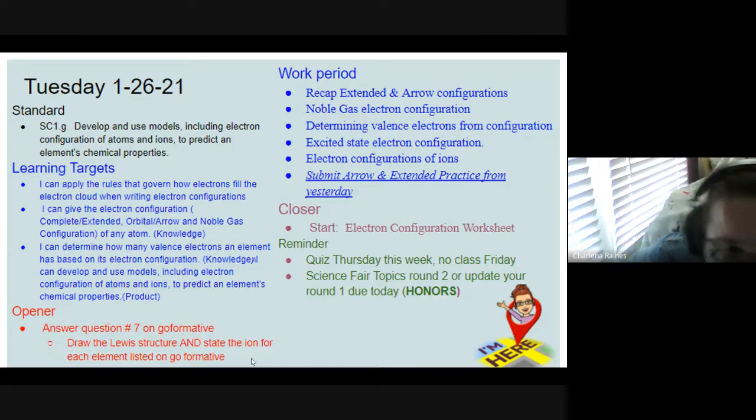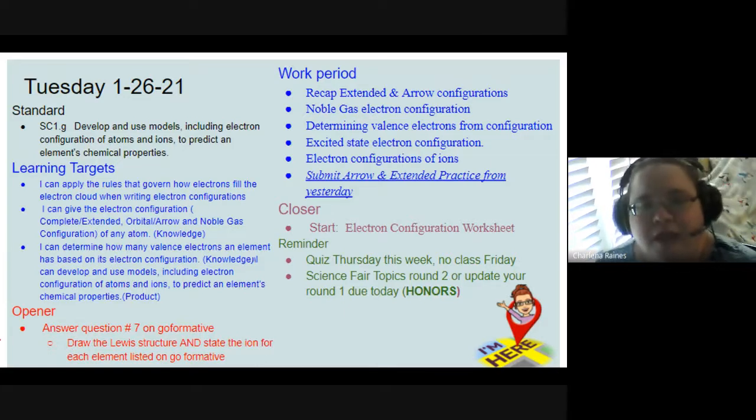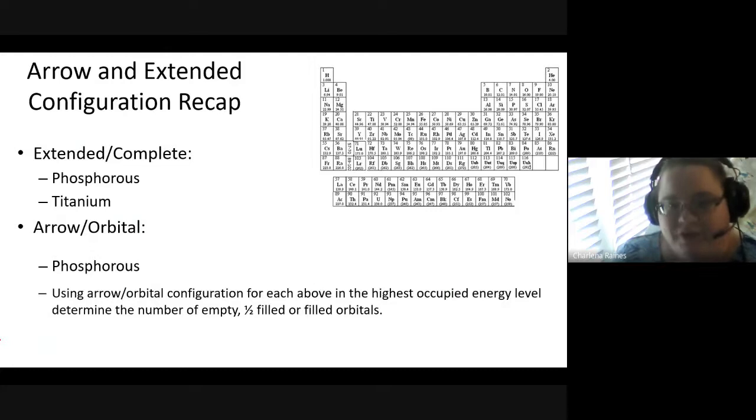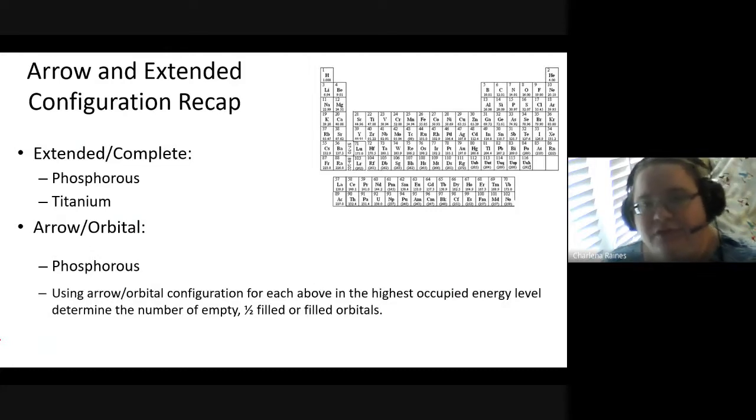We're still looking at standard SC1G, which is dealing with electron configurations for atoms and ions. So starting with a recap of what we saw yesterday, we saw how to write the address, also known as the electron configuration, for any element on the periodic table.